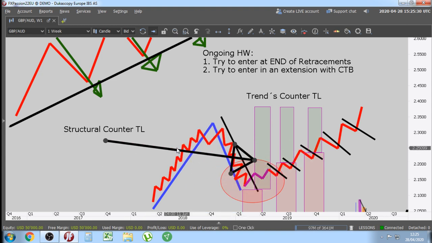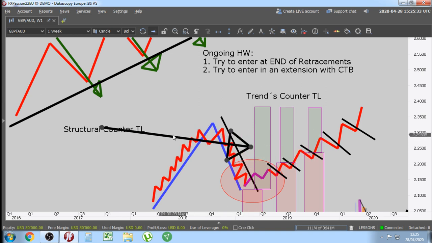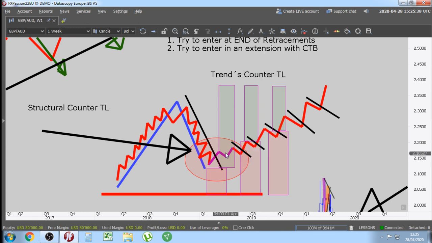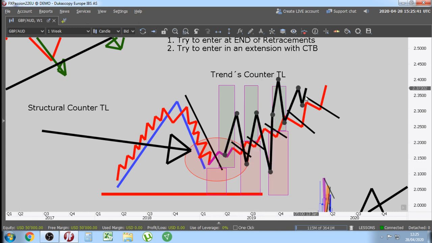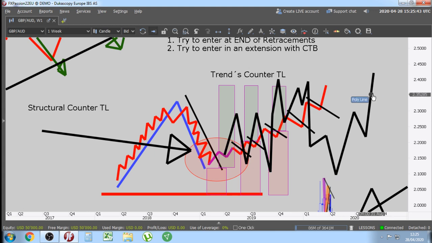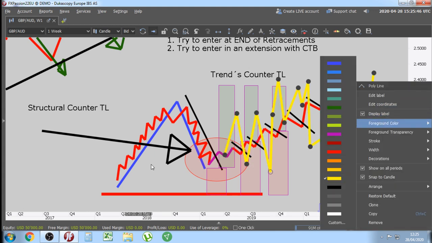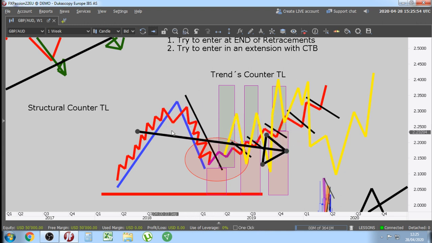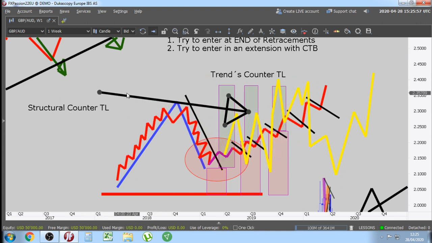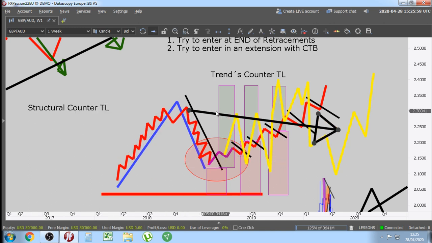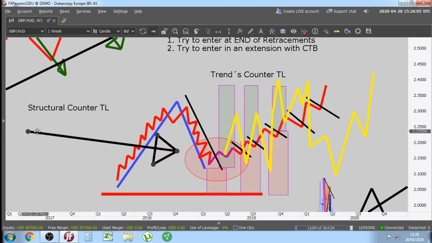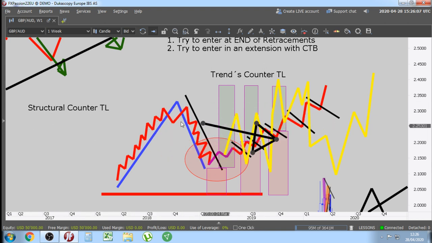Try to enter an extension, right, with the counter trend line break. And remember, the market is going to behave something like this, you know. But in the end, if you apply all the concepts, you are going to win some, you are going to lose some, but in the end, you are going to win. Because the market is going to follow structure and it's going to push up and it's going to give you the opportunities to make more money than you have lost. And of course, if you have your risk management in place.